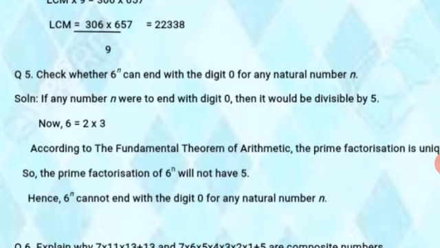Now children, according to the fundamental theorem of arithmetic, the prime factorization is unique. That is why, as you don't have 5 in the prime factorization of 6, this prime factorization will never end in 0. So the last statement reads as 6 raised to power n cannot end with the digit 0 for any natural number n.